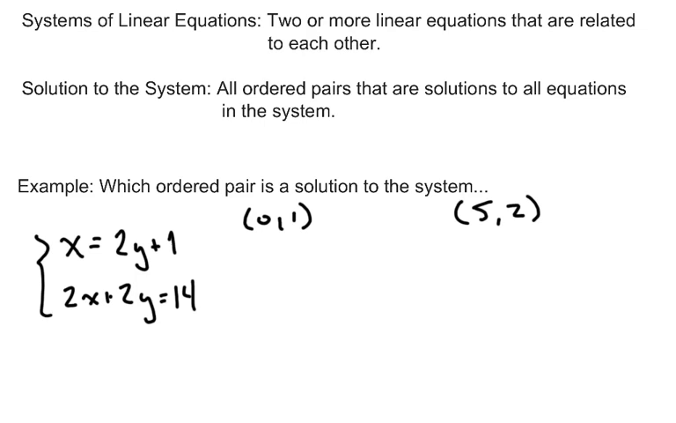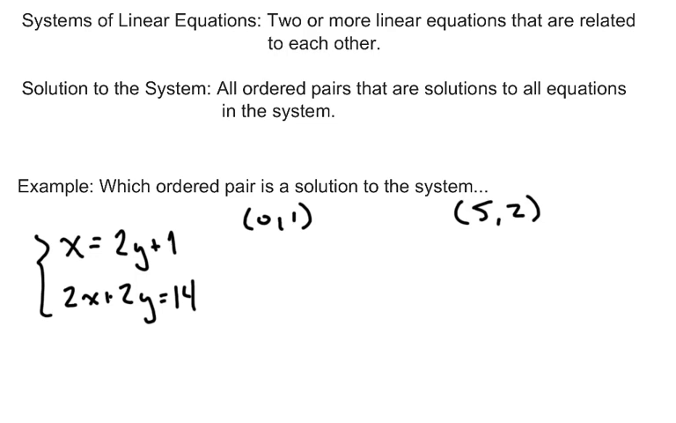The solution is going to be the ordered pair that works for all equations in the system. So here we have our system where x equals 2y plus 1 and 2x plus 2y equals 14, which are related to each other.